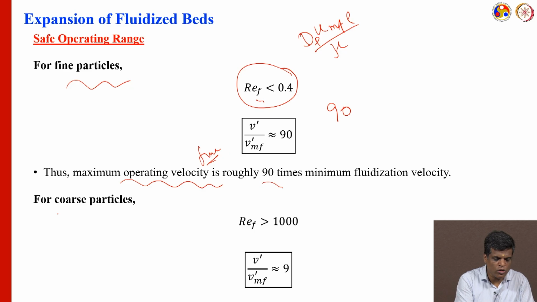If you take a coarse particle, like a large particle, then the Reynolds number of fluidization should be greater than 1000. In that case, the maximum operating velocity is roughly 9 times the minimum fluidization velocity. That is the safe operating range.